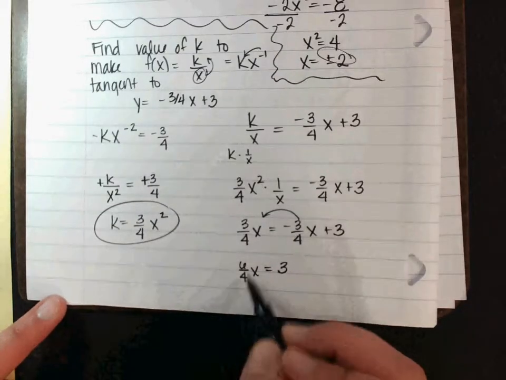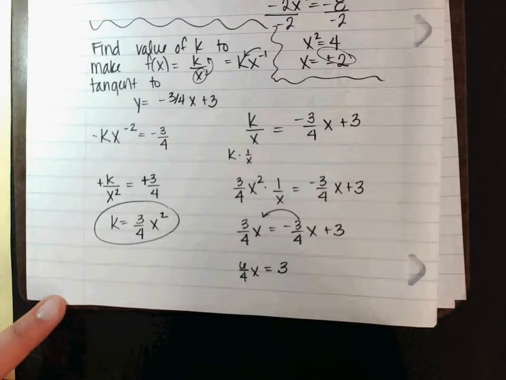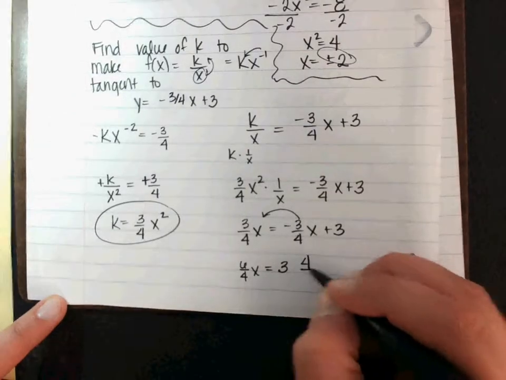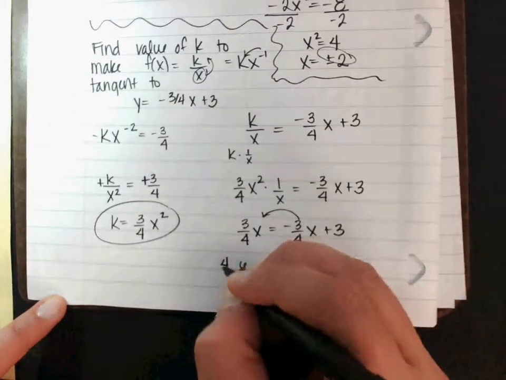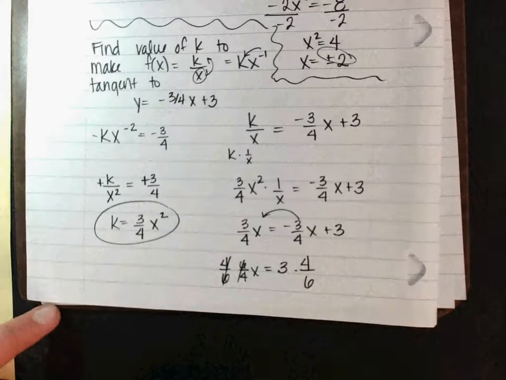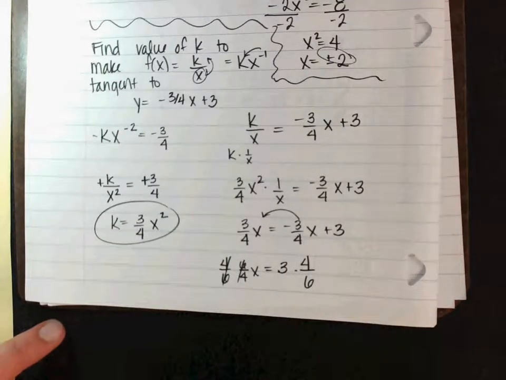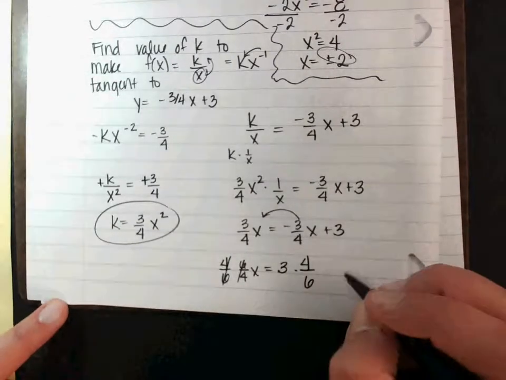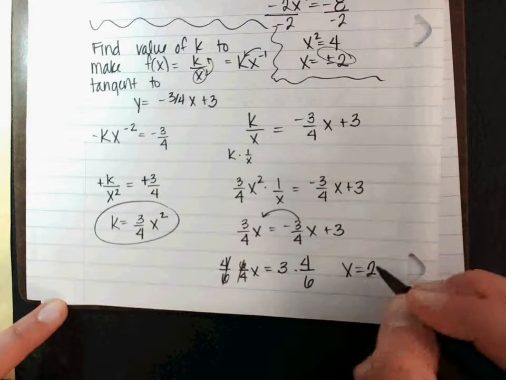Then from there, how do you get rid of a fraction? Multiply by its reciprocal. So I would multiply by 4 over 6. Multiply across the top. 3 times 4 is 12. Divide by 6. x equals 2.